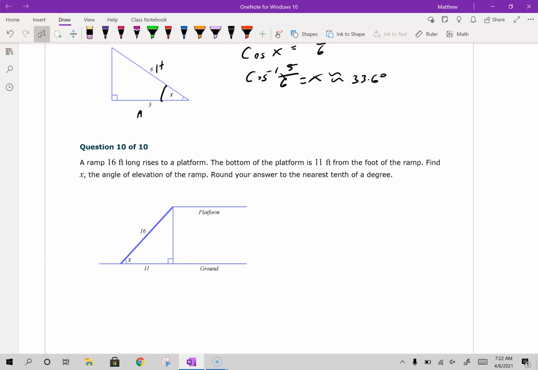Finally, a ramp. A ramp 16 feet long rises to a platform. The bottom of the platform is 11 feet from the foot of the ramp. Find x. When you think about it, once again, adjacent and hypotenuse. Cosine of x equals 11 over 16. The inverse cosine of 11 over 16 equals x. Second cosine, 11 divided by 16 is about 46.6 degrees.